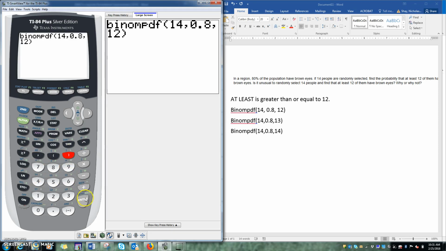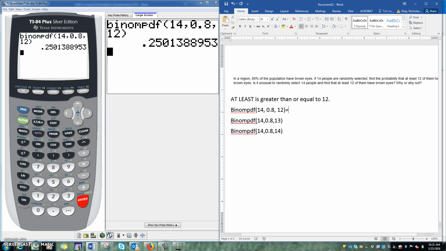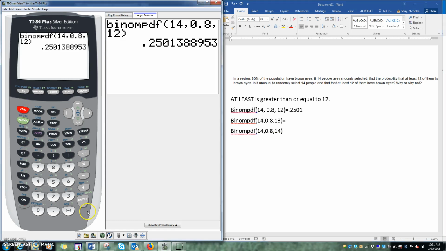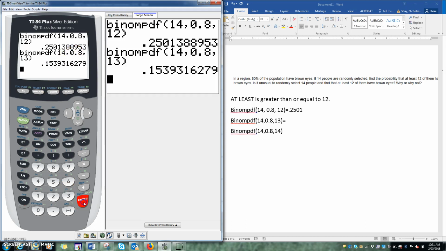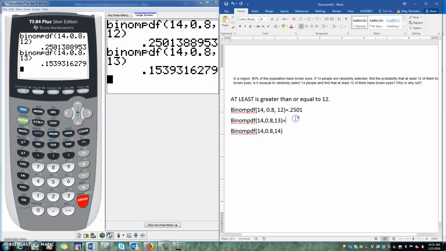And what did I get for this one? I got 0.2501. All right. Now I'm going to get the next one. We're going to do this with 13. I'm going to show you a little trick that's really helpful. If I hit second and then the enter button, it's going to recall what I had. And now I'm just going to change it. Everything is going to be 14 trials, 0.8 probability of success. And this time I'm looking for 13 successes. And that gave me 0.1539.